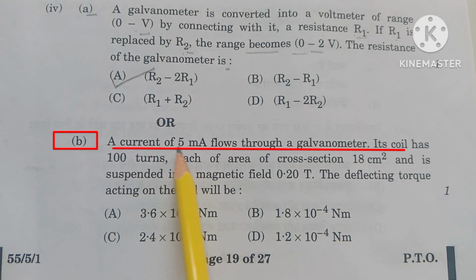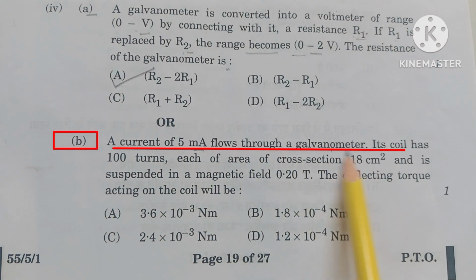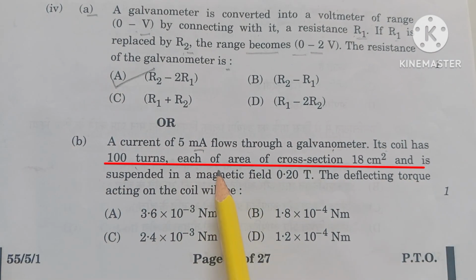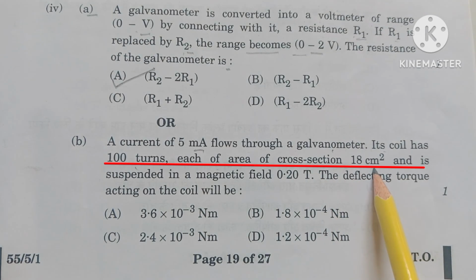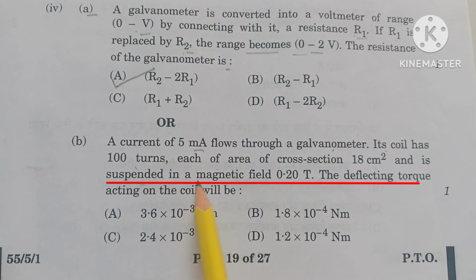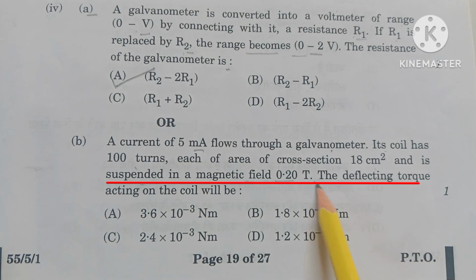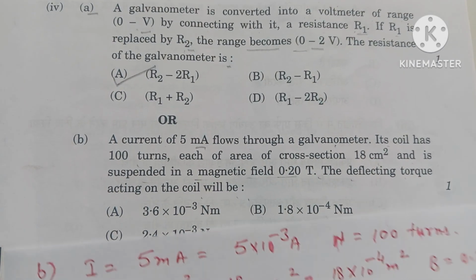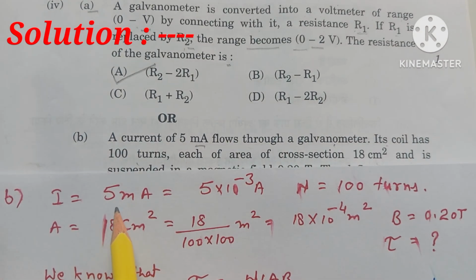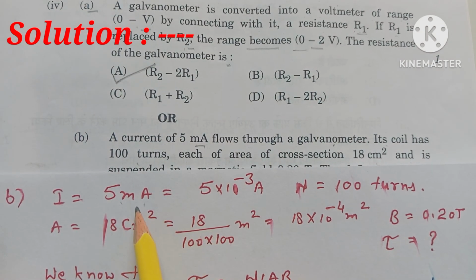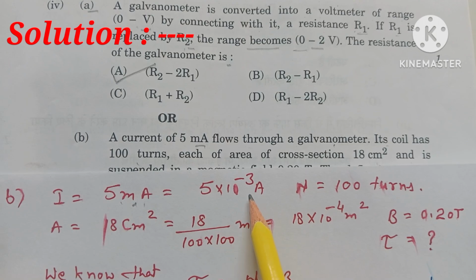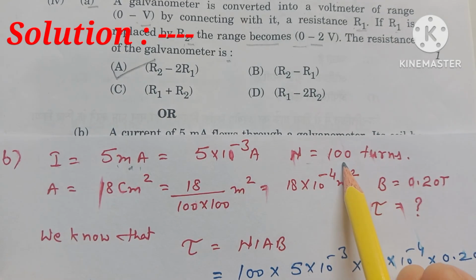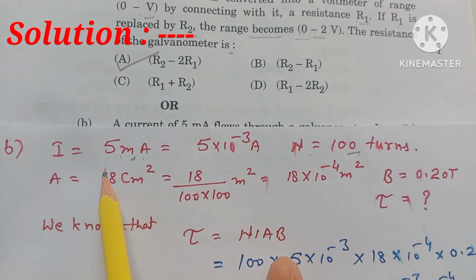OR part. A current of 5 milliampere flows through a galvanometer. Its coil has 100 turns, each of area of cross section 18 centimeter square, and is suspended in a magnetic field of 0.20 Tesla. The deflecting torque acting on the coil will be. In this question, we are given current, that is 5 milliampere. Converting milli, 5 times 10 raised to power minus 3 ampere, and the number of turns is 100. Area is 18 centimeter square.